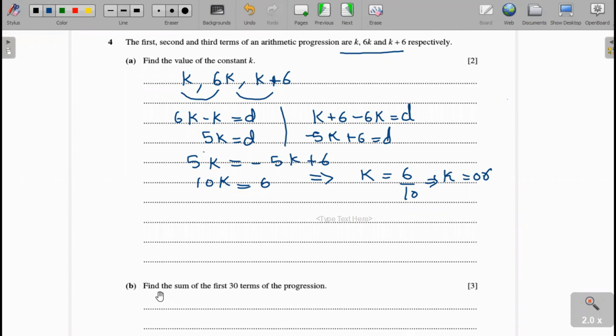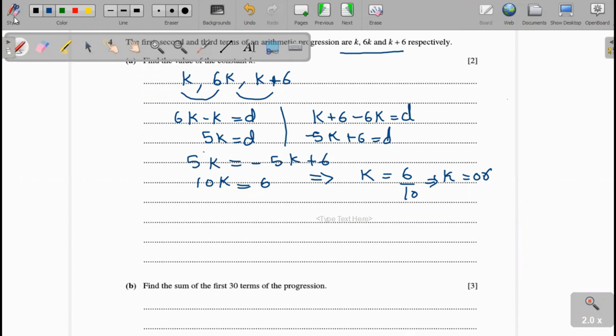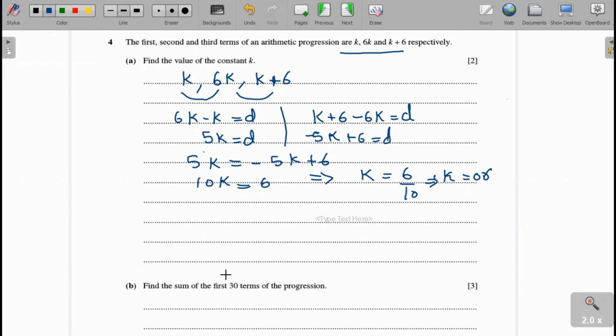Question 4b. Find the sum of the first 30 terms of the progression. Now here we have the progression k, 6k, k plus 6. Now the value of k is given as 0.6. We write this value here: 0.6, 6 multiplied by 0.6, and 6 plus 0.6.